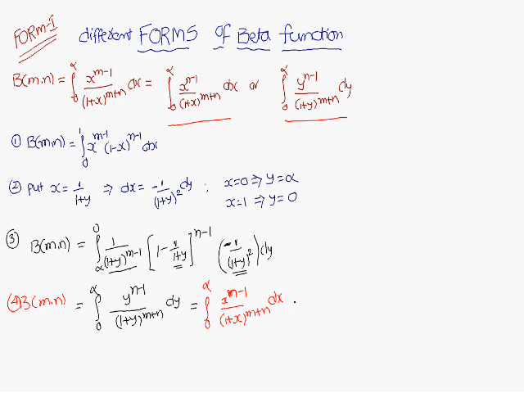Okay, so this is nothing but equal to integral 0 to infinity x power m minus 1 by 1 plus x whole power n plus m, since beta m comma n is nothing but equal to beta n comma m. Okay, this is the form 1 of the beta function. Now we are going to discuss form 2 of the beta function.